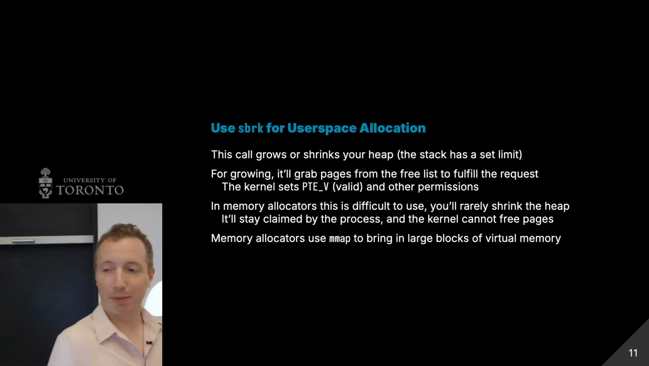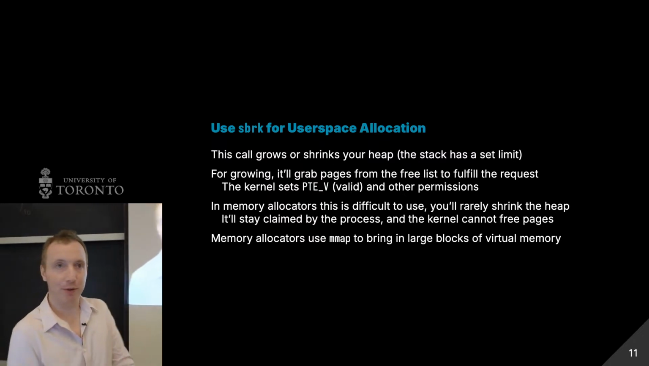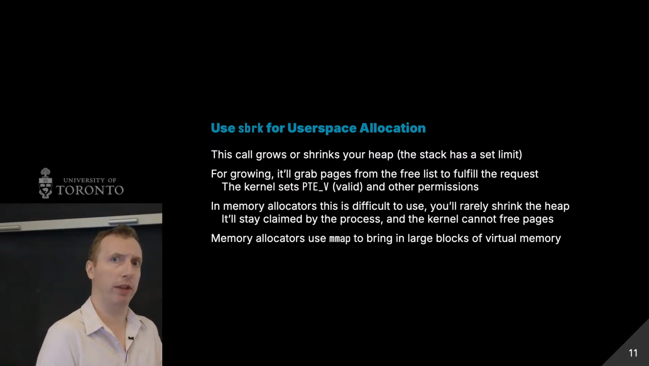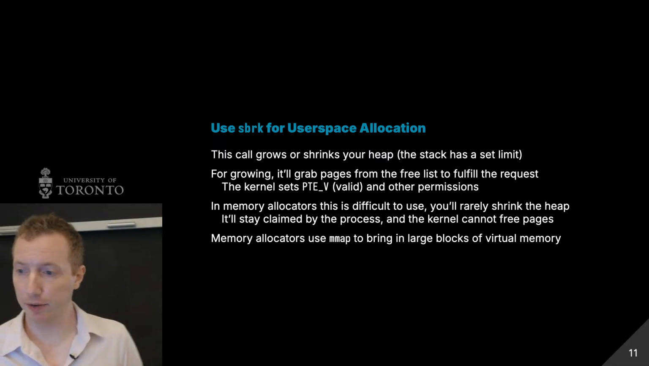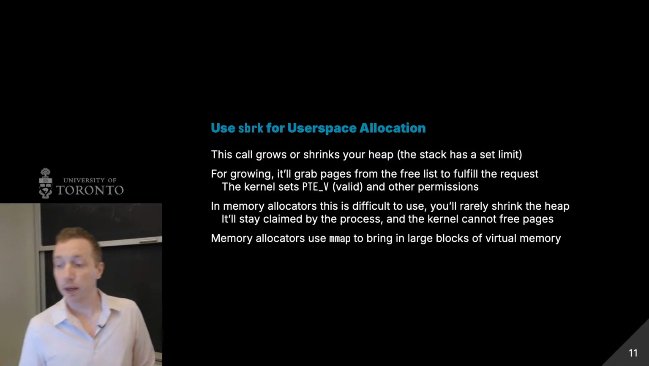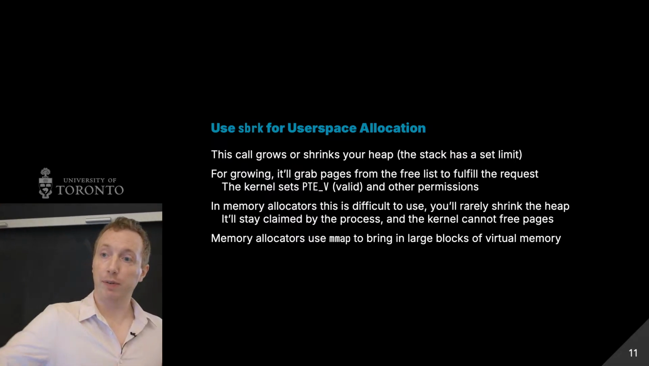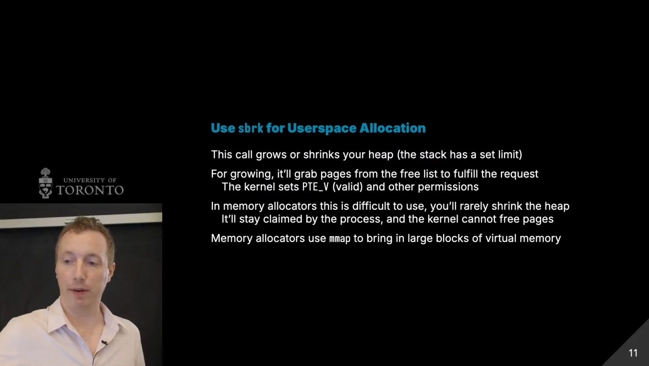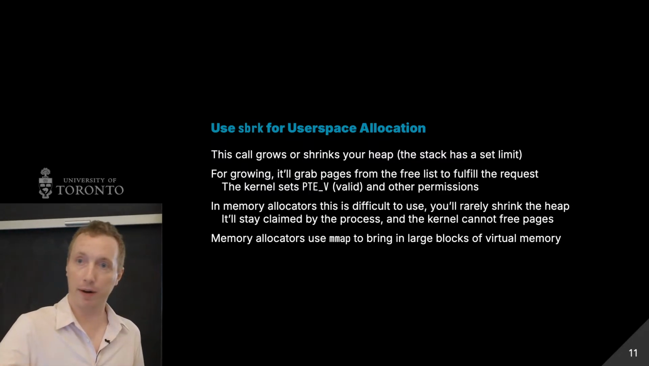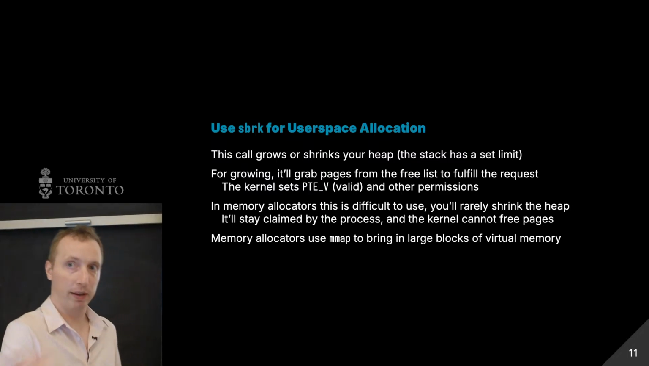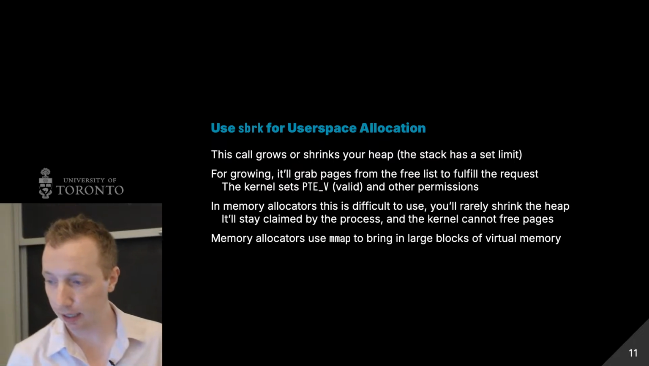We use a system call called SBRK for user space allocation. That was a system call libc used to manage the heap. So malloc actually gets memory from here. This system call grows or shrinks your heap. What the kernel will do is, if you make this system call, it will just grab pages from the free list to fulfill the requests. The kernel would modify the page tables, set the page table entry as valid, set other permissions, and then point it to some new page it allocated.